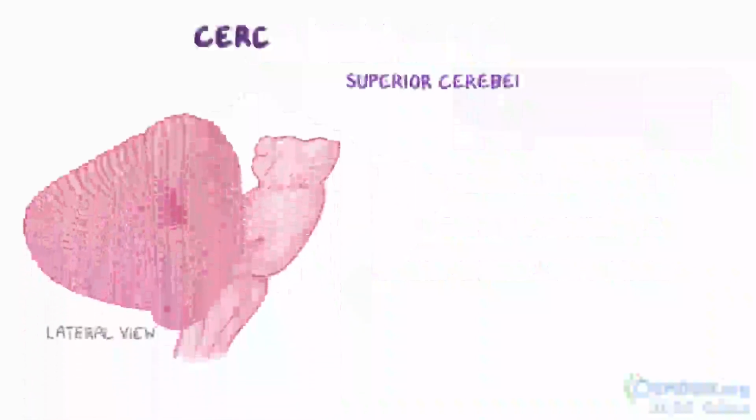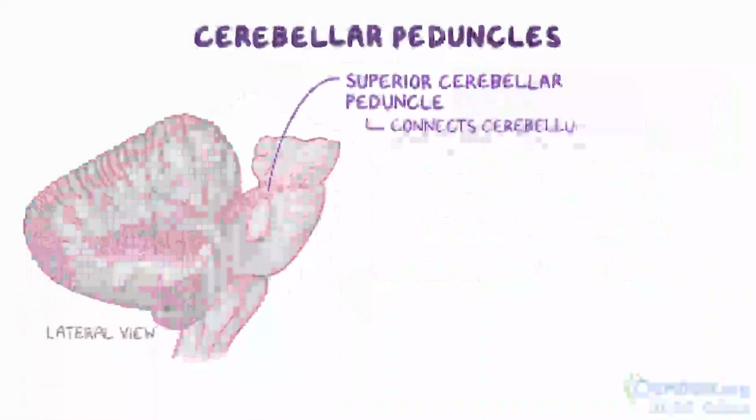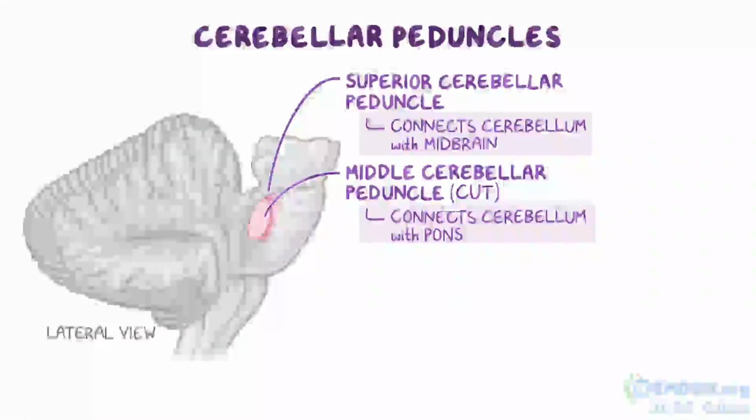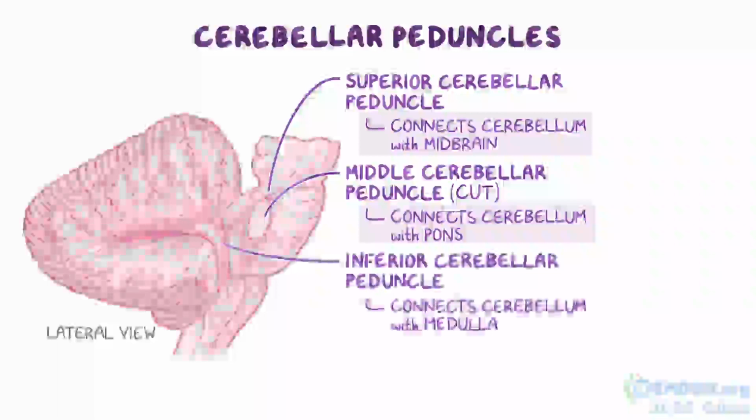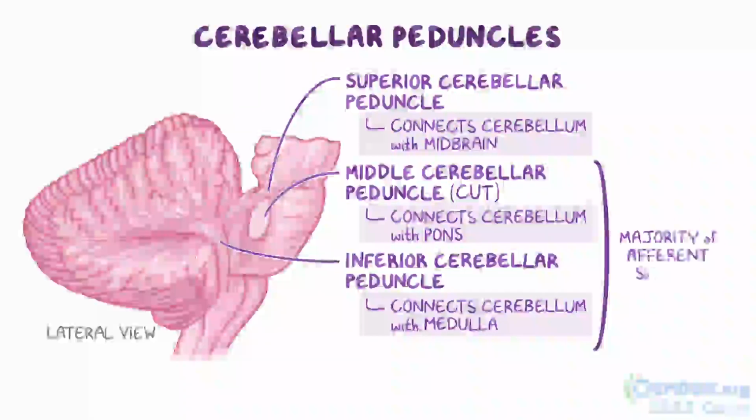The superior cerebellar peduncle connects the cerebellum with the midbrain. The middle cerebellar peduncle connects with the pons, and the inferior cerebellar peduncle attaches to the medulla oblongata. Afferent fibers to the cerebellum can be found within all three cerebellar peduncles, but the majority of afferent signals use the inferior and middle peduncles for passage. Efferent signals from the cerebellum, however, travel mainly through the superior peduncle.